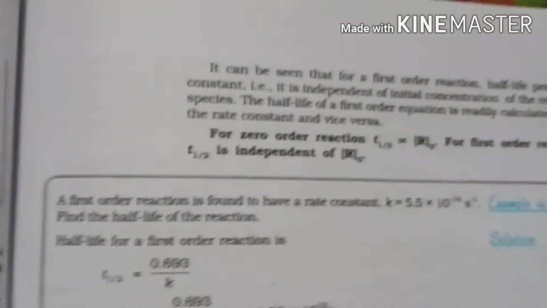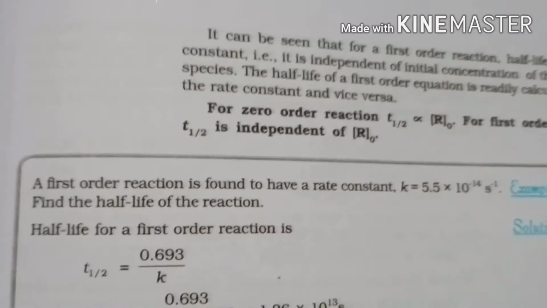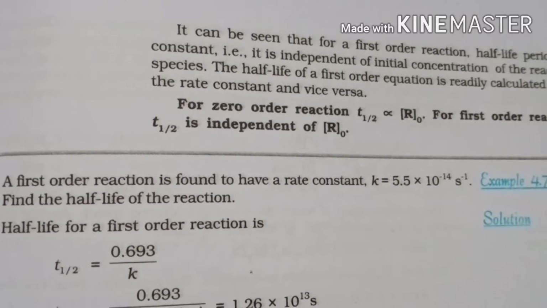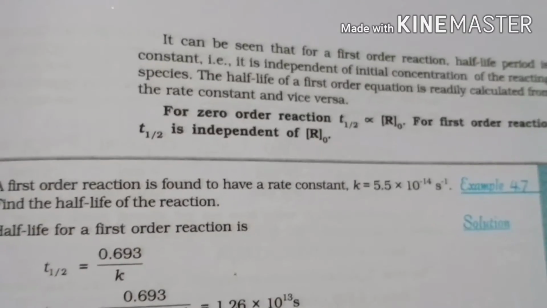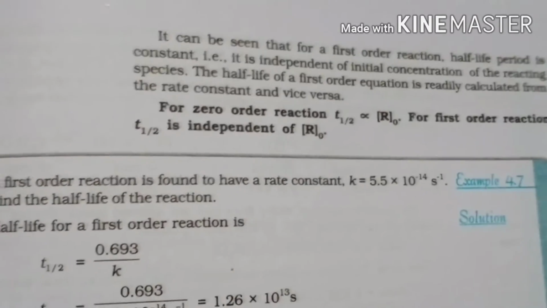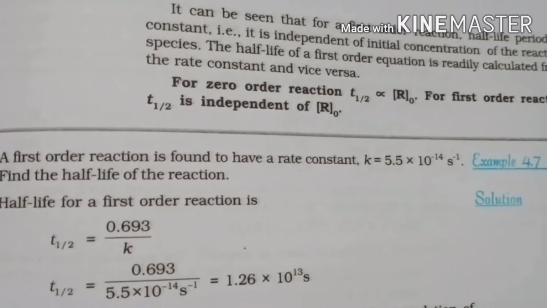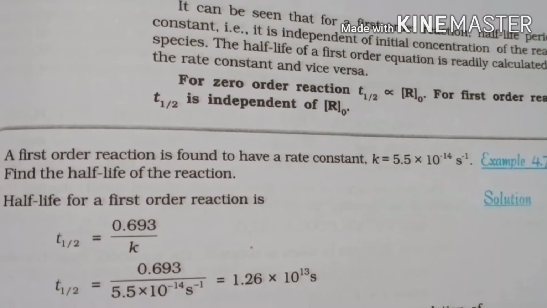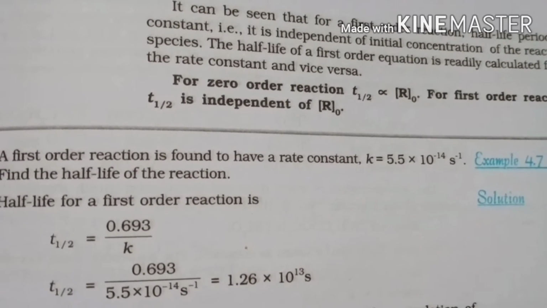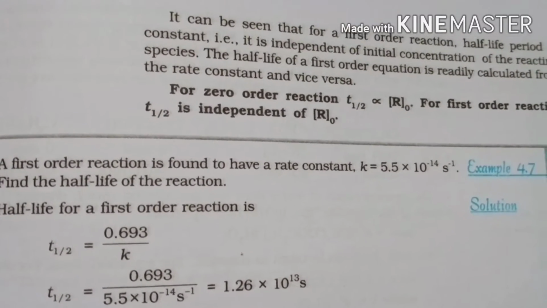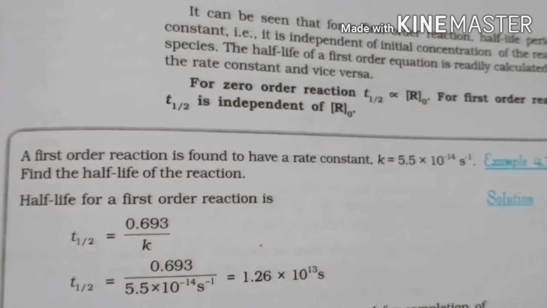Now let us see it again, what we said according to this equation. For the zero order reaction, T half is proportional to R naught. For the first order reaction, T half is independent of the R naught. That means for the first order reaction, the T half value is not dependent on your initial concentration. T half value is independent of your initial concentration.